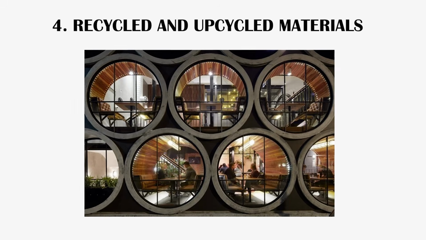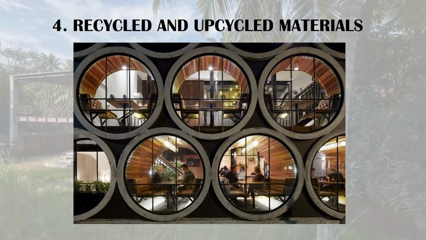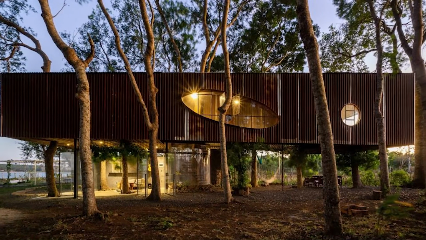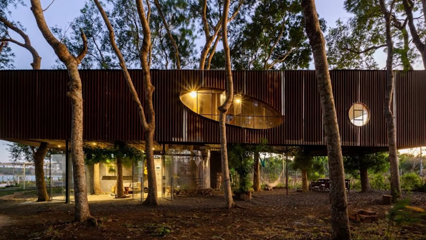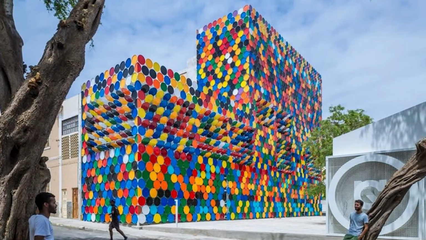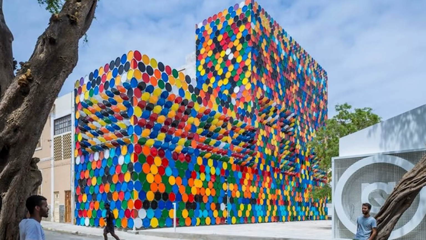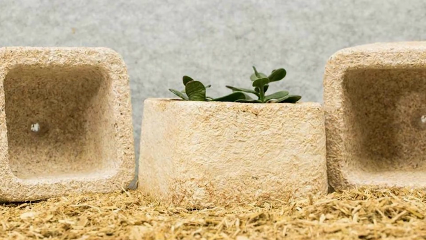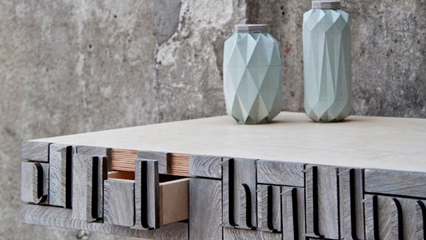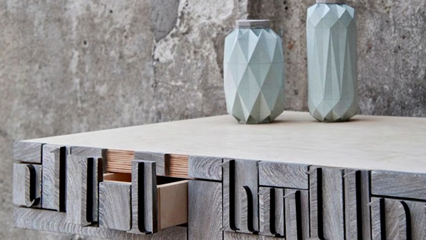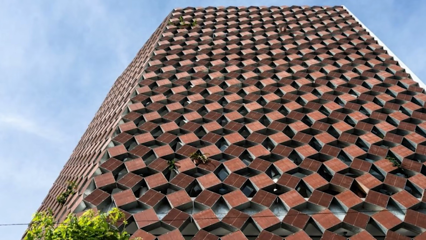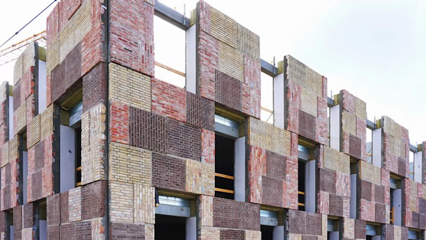On number 4 we have recycled and upcycled materials. Recycled and upcycled materials play a crucial role in circular construction practices. These include recycled steel, reclaimed wood, recycled glass, plastic composites, and reused building components. Using recycled materials reduces landfill waste, conserves raw resources, and lowers embodied carbon. In interior design and adaptive reuse projects, reclaimed materials also add character and narrative value.